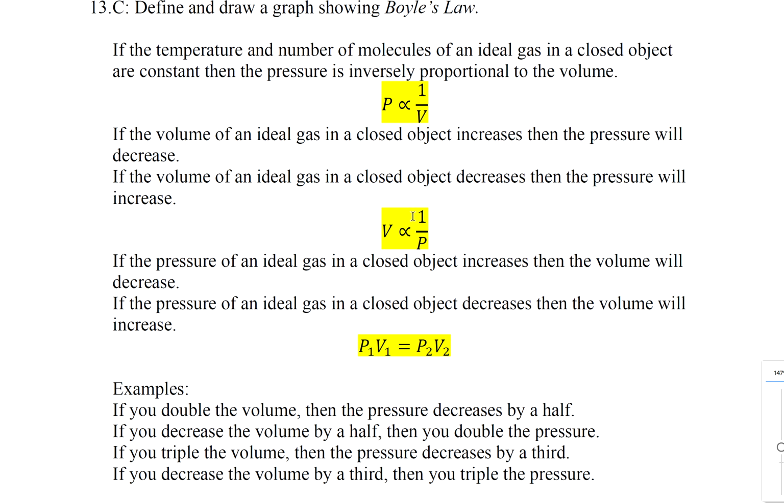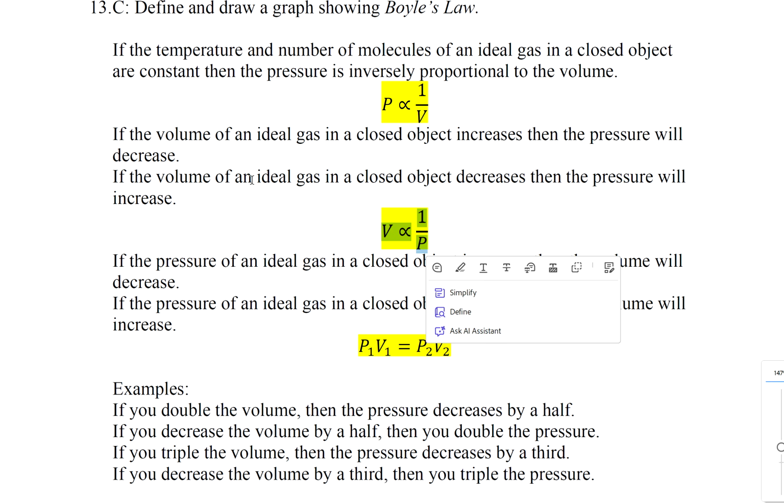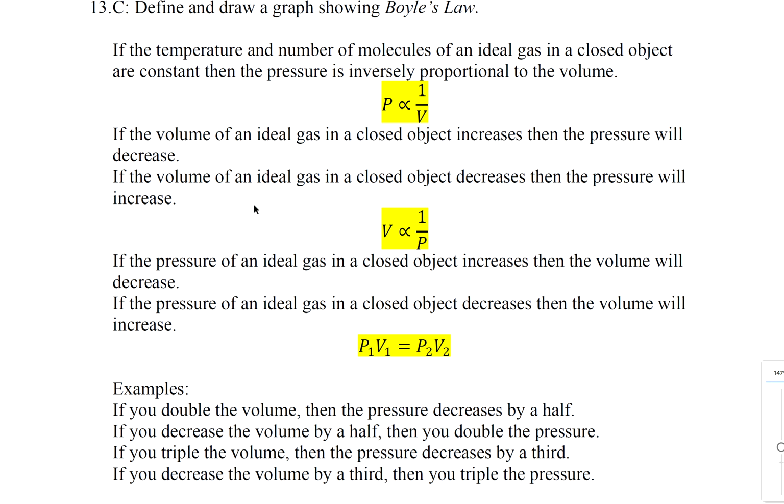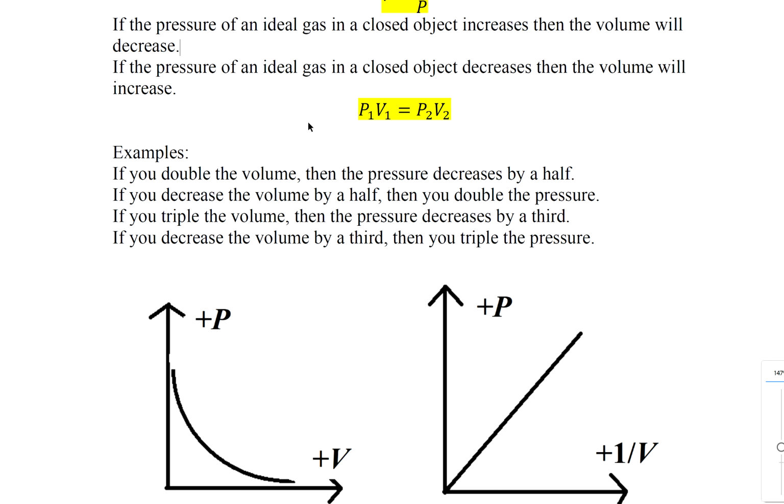We could also look at it this way. We could take the inverse of both sides. If the pressure of an ideal gas in a closed object increases, then the volume will decrease. So we could also look at this equation here: P1V1 equals P2V2. If you double the volume, then the pressure decreases by half. And if you decrease the volume by half, then the pressure doubles.